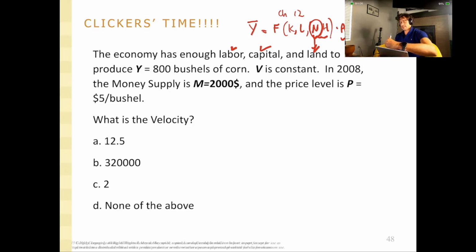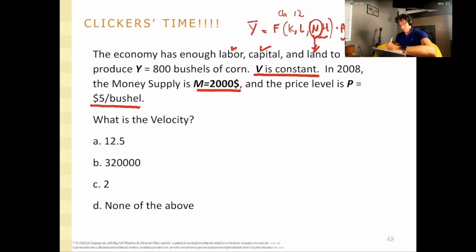Let's suppose also velocity is constant. This assumption, as we are going to see in a second, is because in the data, velocity tends to be pretty constant over time. So in 2008, we assume that the money supply was $2,000, so that there were $2,000 in bills in this economy. And the price level, let's suppose, is $5 per bushel. So the relative scarcity, the value of goods in terms of money, is 5 fancy coupons called money per bushel. So what is the velocity?